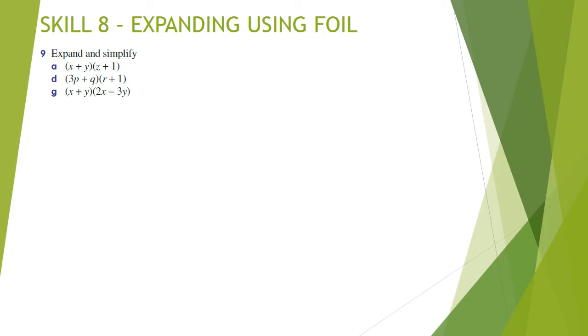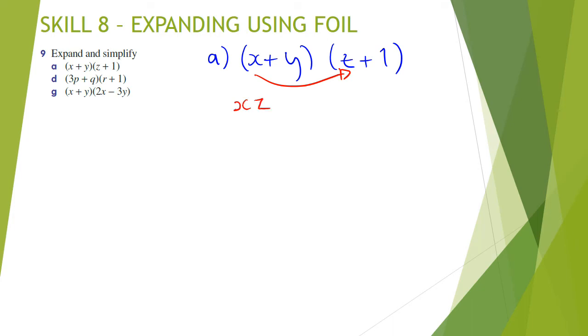3 more examples. 9a. We've got x plus y, z plus 1. So here we've got more letters and only one number. X times z is xz. Then we've got x times 1, which is just x. Then we've got y times z is yz. And finally, y times 1, which is y.